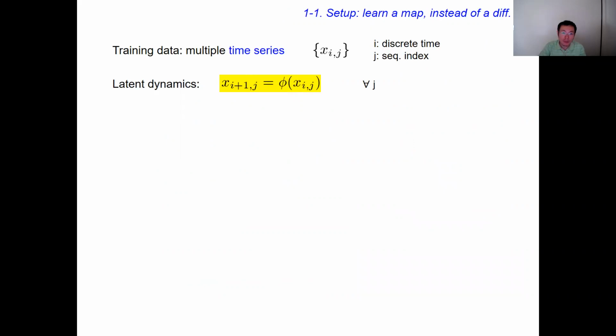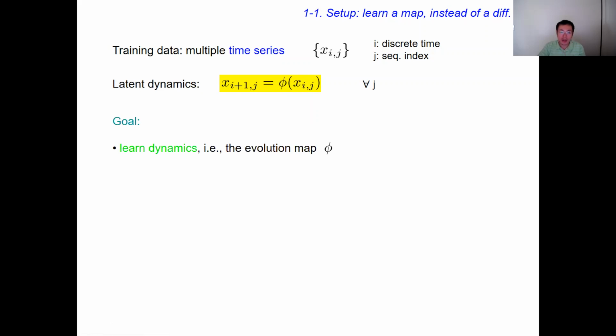And more precisely, here is my setup. So I'm given training data, which are basically multiple time series. Each one of them corresponds to a sequence of observations. So I is basically the discrete time index, and J indicates which sequence it is. And I have a very simple model. So I assume that this time series is actually generated by the iterations of the evolution map phi. Okay, so this phi basically maps the current observation to the future observation in one step.